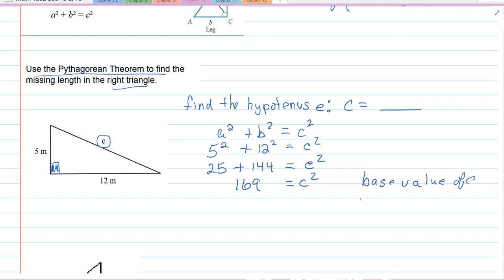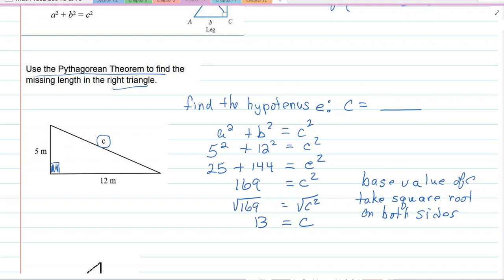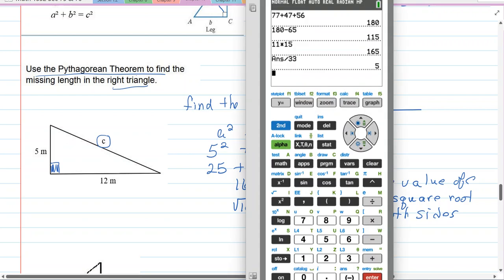I have to take the square root on both sides, because whatever we do on one side we do on the other as well. So that would give me the square root of 169 equals the square root of c squared. Well, this is 13 equals c. But let's talk about the calculator, even though we know the answer.